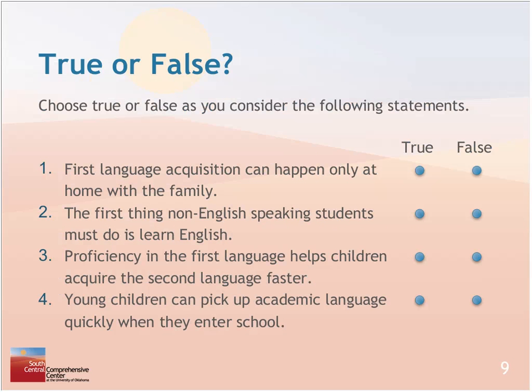Now let's see how much we know about this. So choose true or false. Number 1 is first language acquisition can happen only at home with the family. You think it's true or false? Please write down your answers in the chat section.